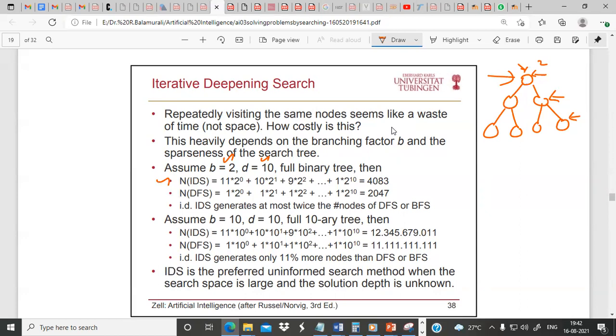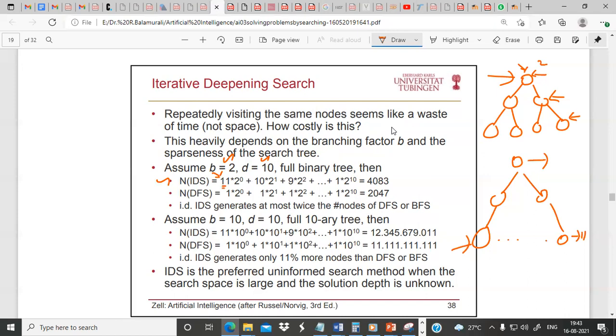So the number of accesses for IDS, iterative deepening depth first search, is as follows. The depth is 10. Depth 10 means what? The root node is depth 0, and the one at the next level is depth 1. So the nodes at depth 10 are actually at the 11th level. So the nodes at the last level will be explored only once.